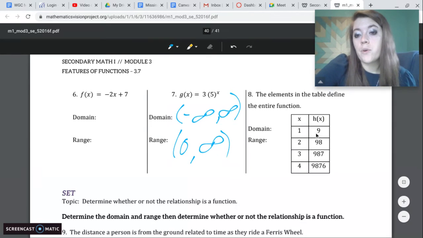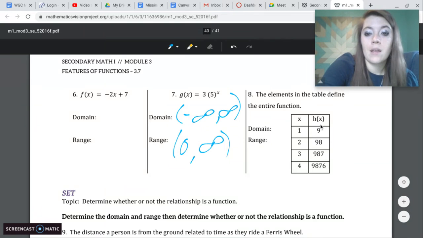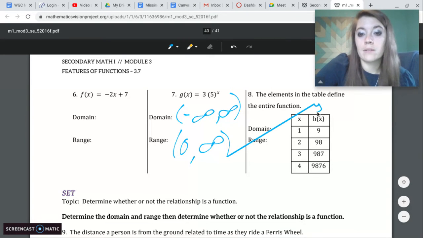Now, when you have a table, list out your x values for your domain, and list out your h of x values for your range, because this represents y. h of x is y, okay?